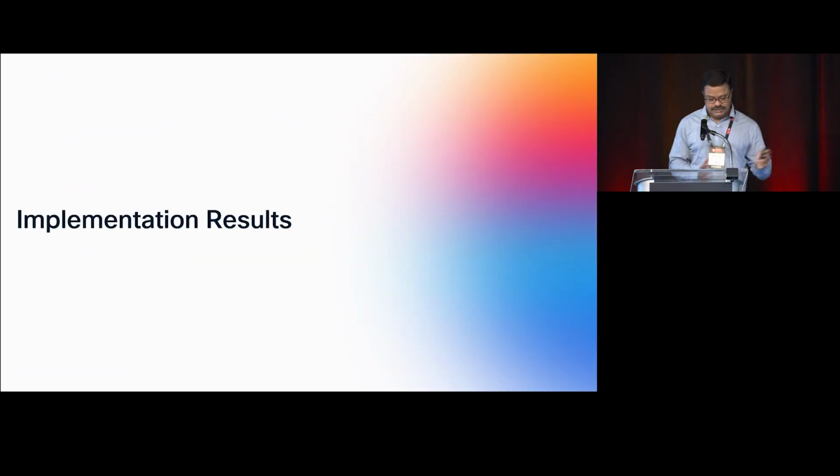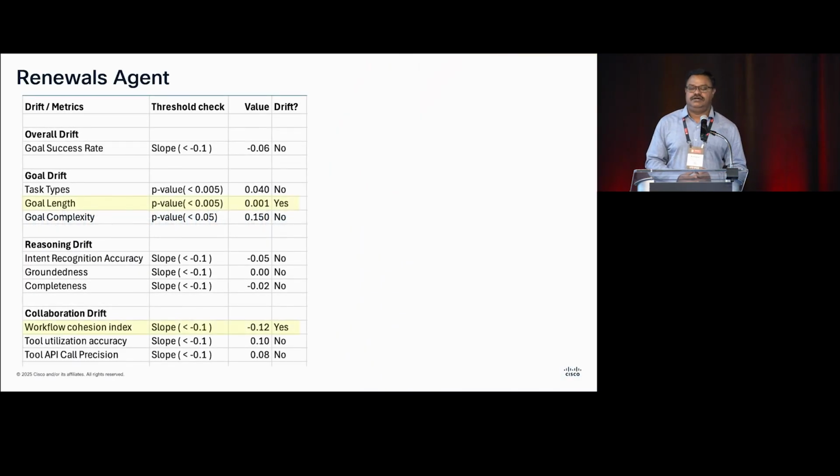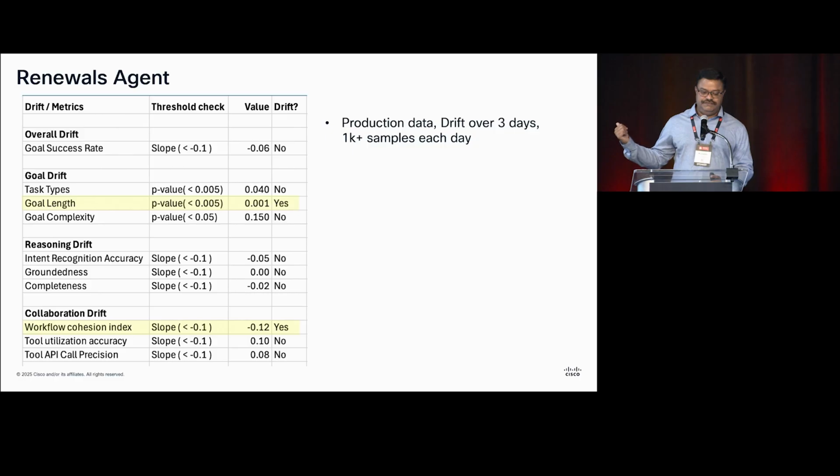So this is the kind of theory behind what we are trying to build and what kind of results we got. We're going to see one of our agents called the renewals agent. These are the drift metrics we observed, I think for production data, over 3 days. We got about 1K plus samples a day. You see that there is an overall drift check on the goal success rate. We use a threshold check like slope less than minus 0.01. The value observed is minus 0.06, and no, there is no drift there.